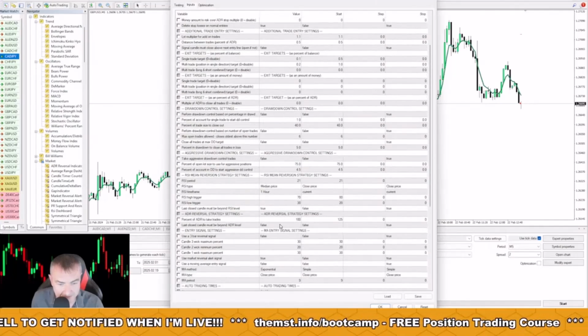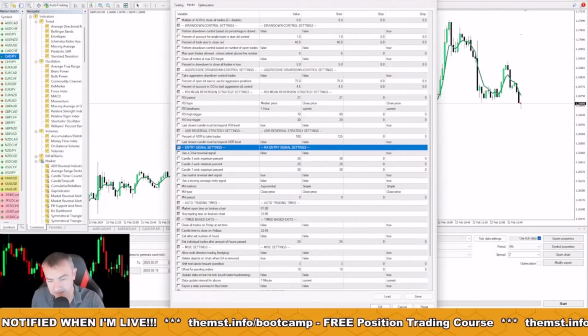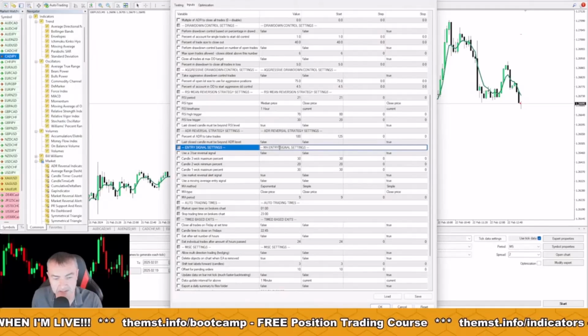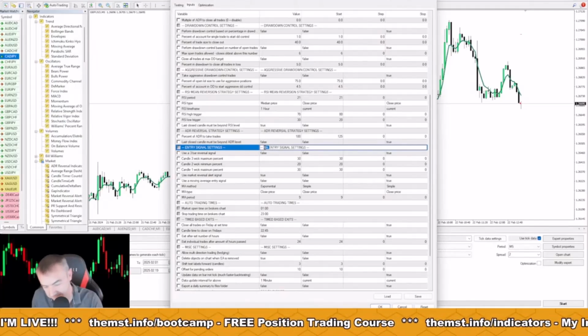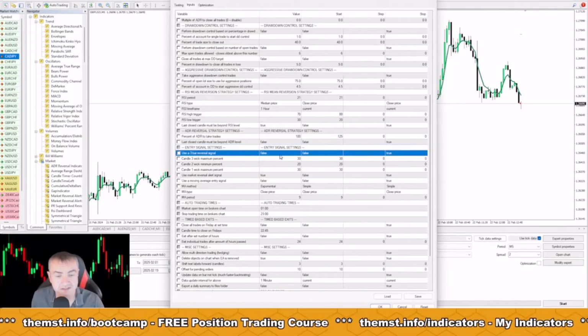Where's the entry criteria? There. Oh, that's because I've renamed it. So let me just reset. I won't reset it, but that won't say that. That will say entry signal settings. It's because I've loaded a set file that had the old text in it. That would say entry signal settings.